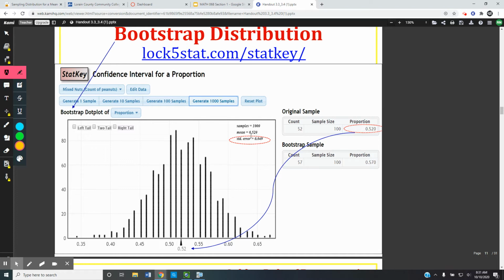We'll need that standard error to do our confidence interval. Remember, statistic plus or minus 2 times the standard error. Over here on the right-hand side will be the original sample proportion. So we'll take this proportion of 0.520 and plus or minus 2 standard errors to get a CI. So how do we do that in actual StatKey?